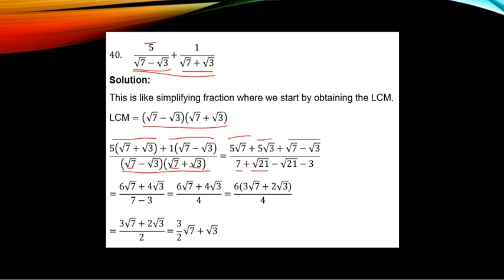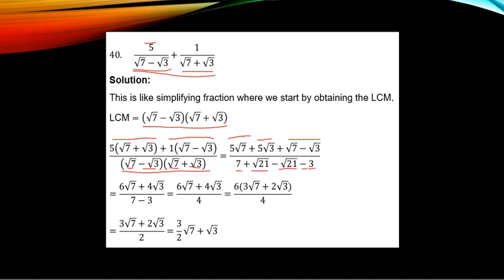The second term, minus root 3 times root 7 minus root 21. Minus times plus is minus. Root 3 times root 3, that is 3. Okay, we can add common terms or similar sort in the numerator.